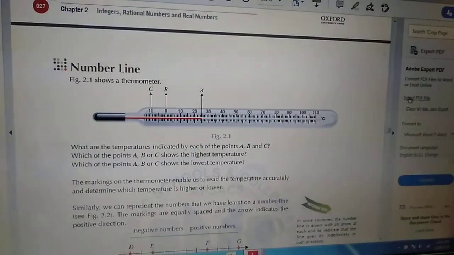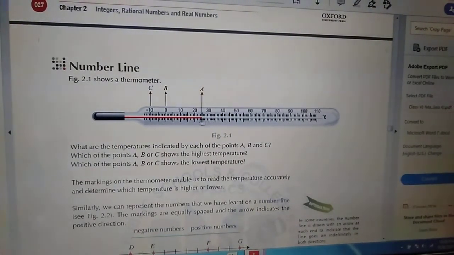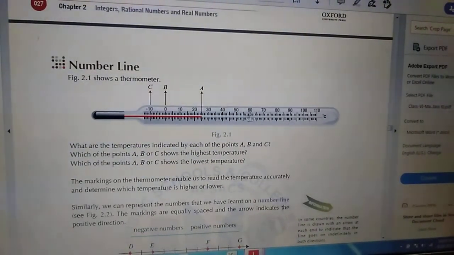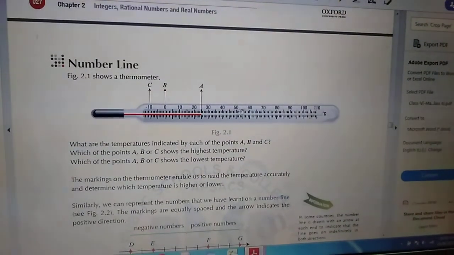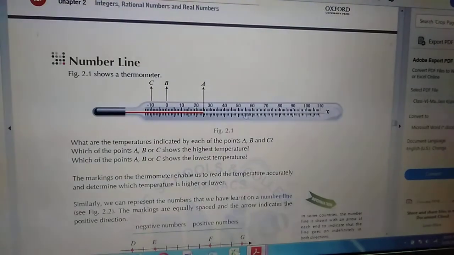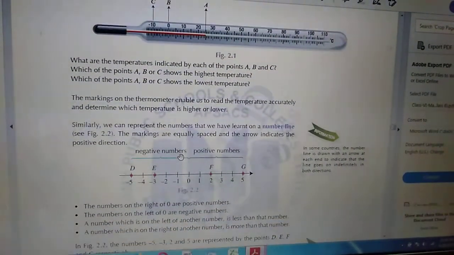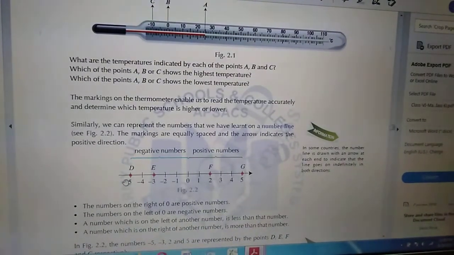You can also see the number line on your thermometer which will be in your homes. So this is the number line on which we can represent our positive numbers and negative numbers. Any line on which we represent our numbers, positive or negative numbers, that line is called a number line.